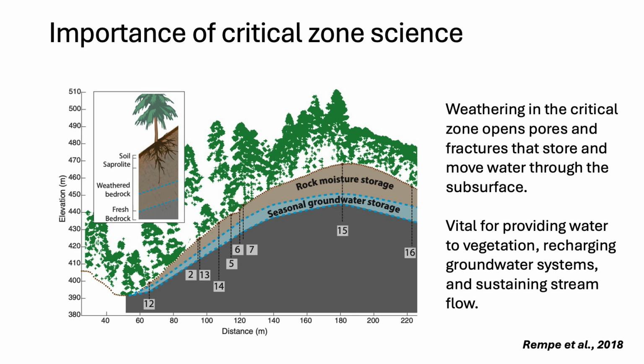I also wanted to talk about the importance of critical zone science. This is an area on Earth's surface where lots happens. There's vegetation, and as weathering in the critical zone opens pores and fractures, there's water stored in the subsurface, and permeability changes and dictates the water movement through the subsurface, which is important for providing water to vegetation, recharging groundwater systems, and sustaining stream flow.